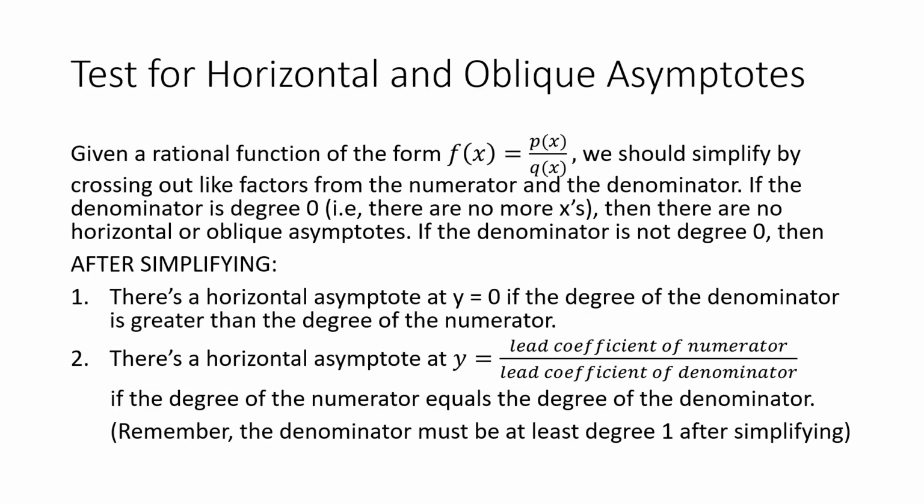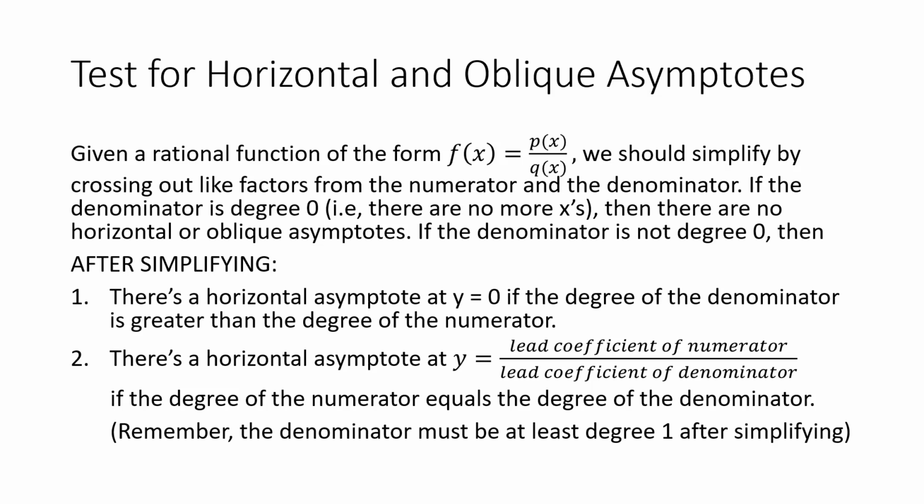Now, we can look for holes or vertical asymptotes in one single analysis. And then in a separate single analysis, we can look for horizontal or oblique asymptotes. If we, again, have a rational function of the form f of x equals p of x over q of x, we should simplify by crossing out like factors from numerator and denominator. And if the denominator is degree 0, no more x's, then there won't be any horizontal or oblique asymptotes. Again, that's if the denominator is degree 0 after simplifying.